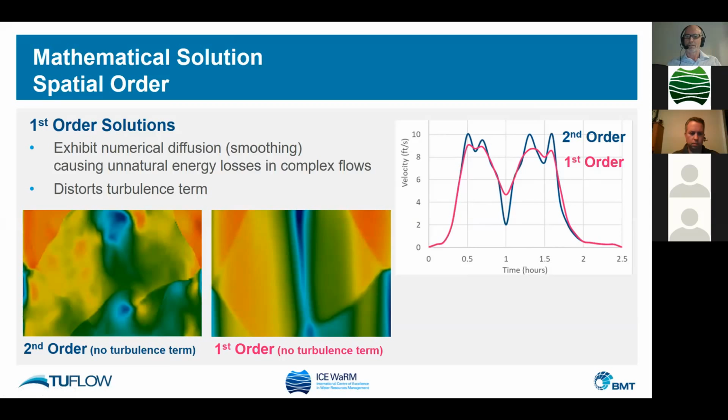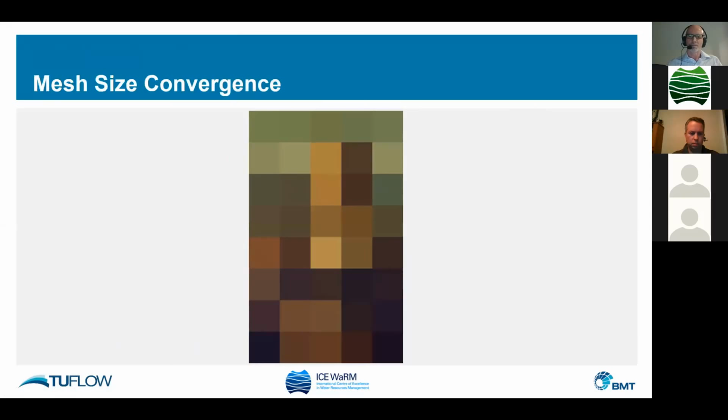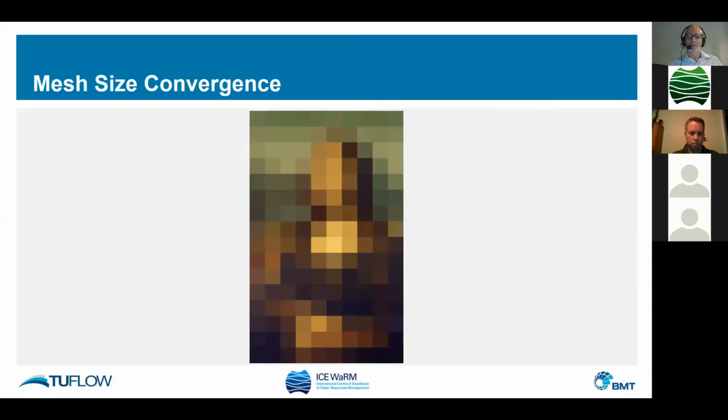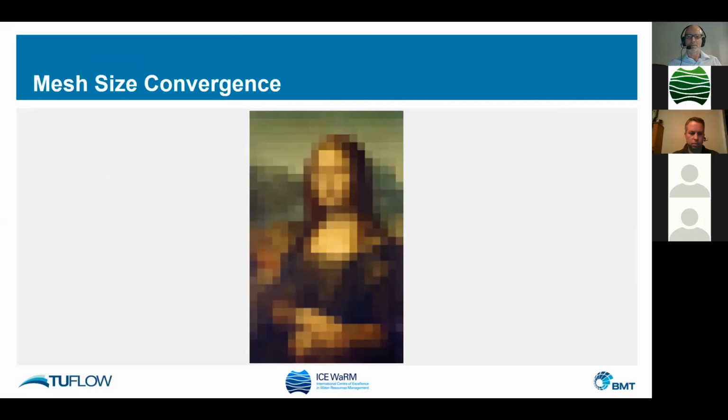I'll just touch now on mesh size convergence. What I'm talking about here is, especially, what resolution should our 2D mesh be to get a good answer. And we have an image on the screen there. Now, some of you who are very astute may well have worked out what it is already. And as we make the resolution of that image finer and finer, we start to head to where we think we're going and to get the right answer. But I should just say, sometimes things don't always work out how you would like them to be.